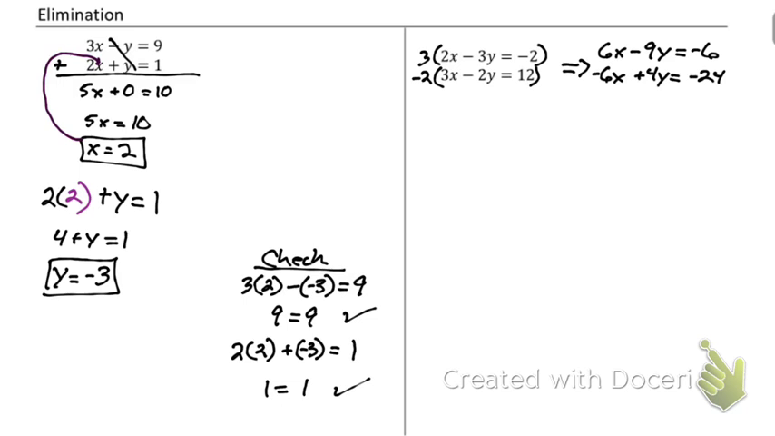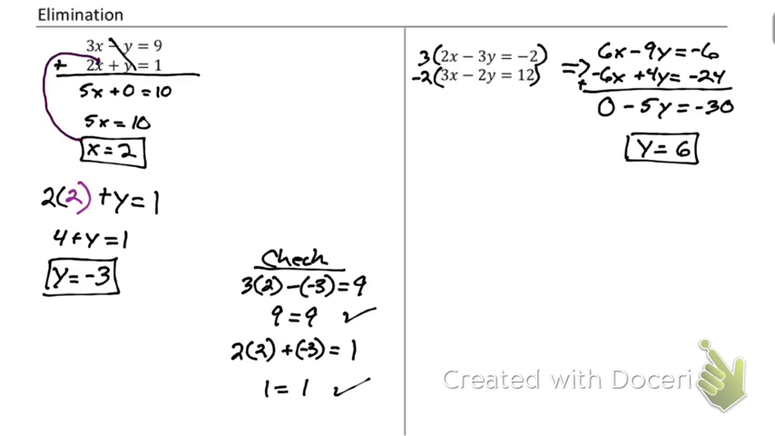All right, now when I add these two equations together, I'm going to have 6x minus 6x, which is just going to equal 0. Then we'll have a negative 5y equals a negative 30, not 36, but 30. And so we're going to have negative 5y equals a negative 30, so y is just going to equal 6.